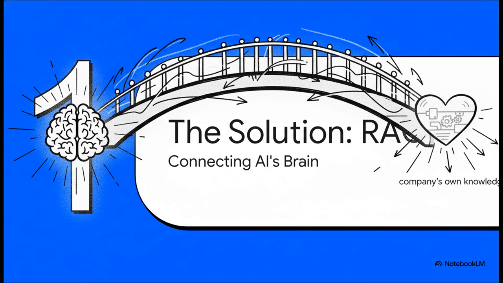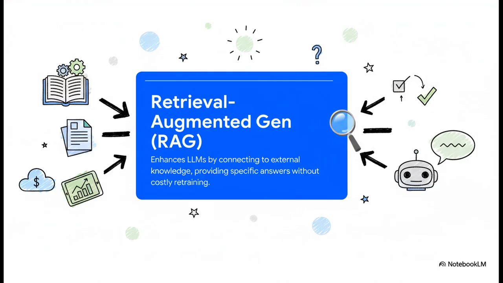Well, the solution is a technology with a pretty simple name but a seriously powerful job: RAG. The best way to think of it is like a super smart librarian that connects the massive brain of an AI to the specific, always-changing library of your company's own knowledge. RAG stands for Retrieval-Augmented Generation, and the keyword here is augmented. RAG enhances an LLM that's already been trained by giving it a direct line to external, up-to-date information, like your company's latest product details, support docs, or those promotion details.